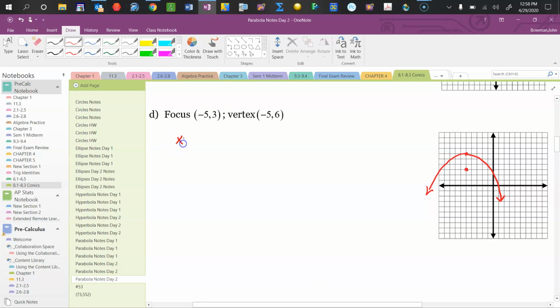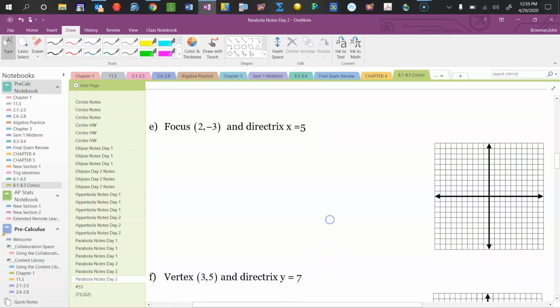So what do we know? We know the x term is squared. We know that p is negative. And in this case, p is going to be negative 3 because the distance between the vertex and the focus is 3. So p is equal to negative 3. And so our equation is going to be x plus 5 quantity squared is equal to negative 12 times y minus 6.